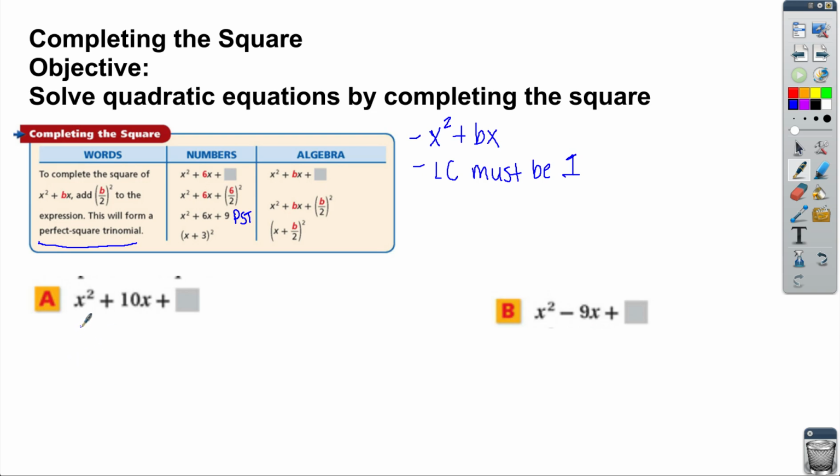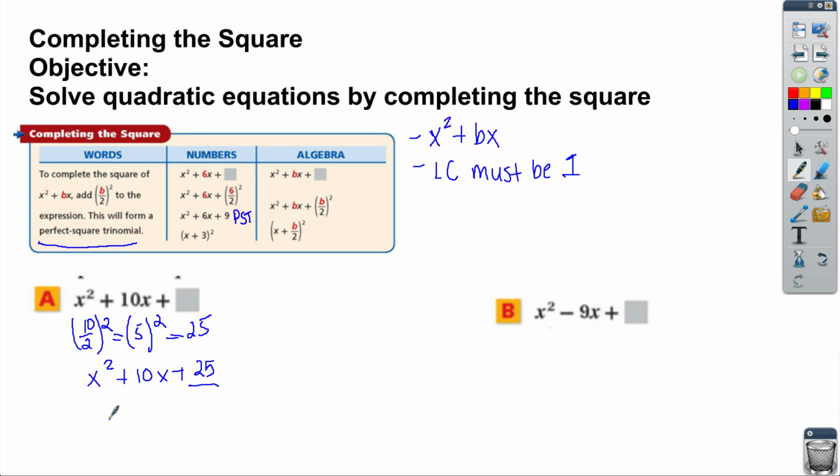In this given, we'll take the b value, which is 10, divide it by 2, and then square it. So 10 divided by 2 is 5. However, it needs to be squared, so this results in 25. So our perfect square trinomial is actually x squared plus 10x plus 25. Notice that this 25 is the square. We've completed the square.